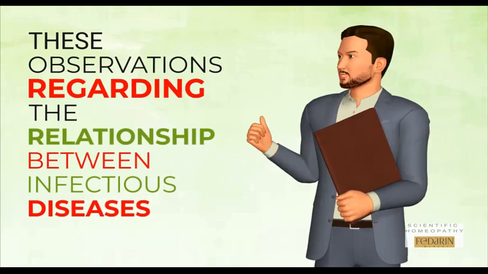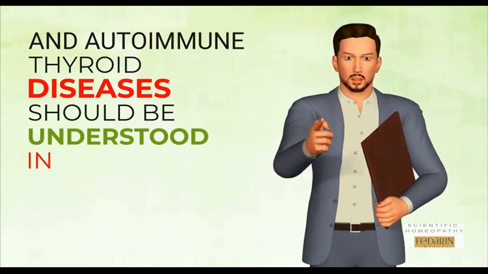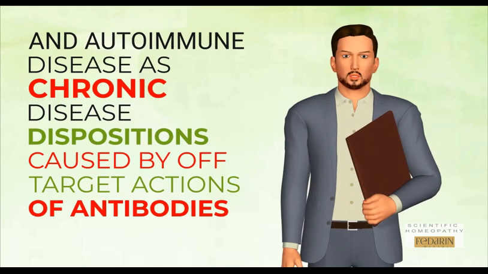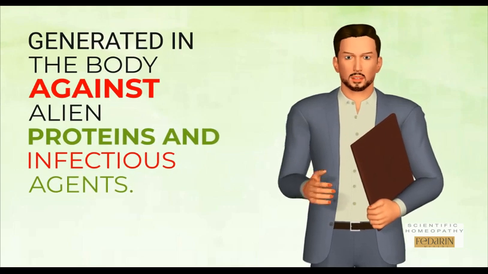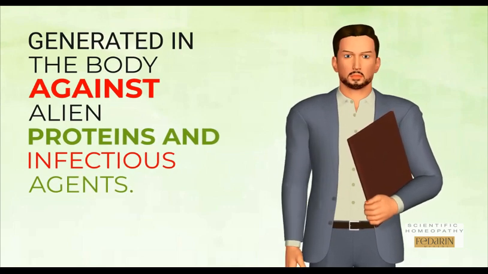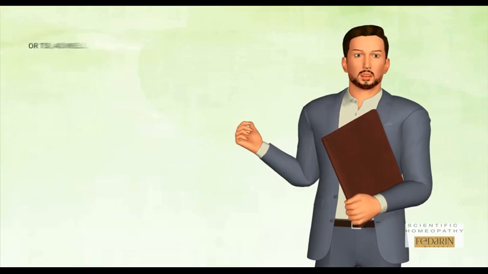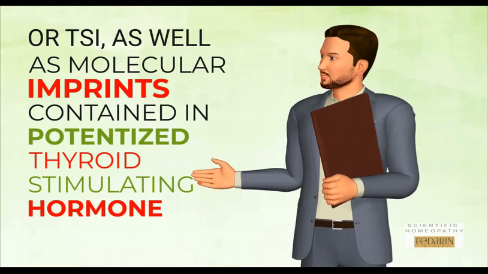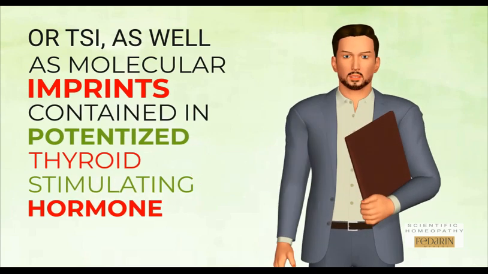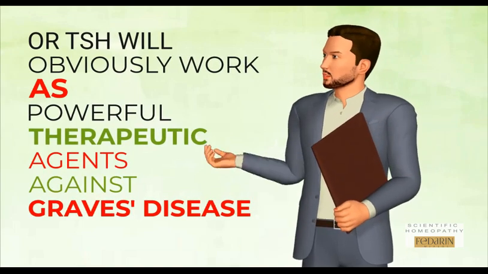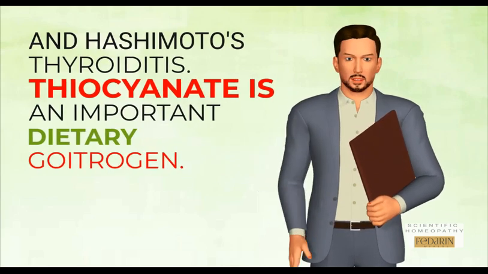These observations regarding the relationship between infectious diseases and autoimmune thyroid diseases should be understood in the light of MIT explanations of miasms and autoimmune disease as chronic disease dispositions caused by off-target actions of antibodies generated in the body against alien proteins and infectious agents. Molecular imprints contained in potentized forms of thyroid-stimulating antibody or TSI, as well as molecular imprints contained in potentized thyroid-stimulating hormone or TSH, will obviously work as powerful therapeutic agents against Graves' disease and Hashimoto's thyroiditis.